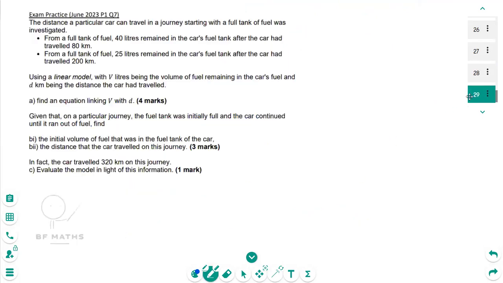Anyway, so pause the video. Okay, exam practice for you. Okay, it's nothing different to what we just did for the example. So pause the video, have a go at the question. When you're ready for the answer, you can press play.